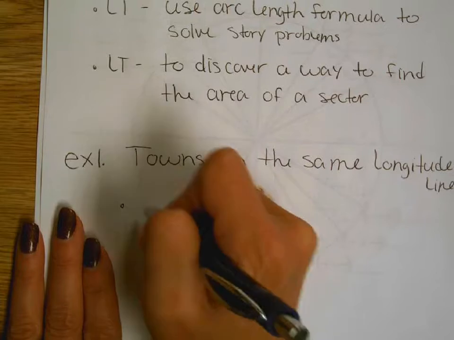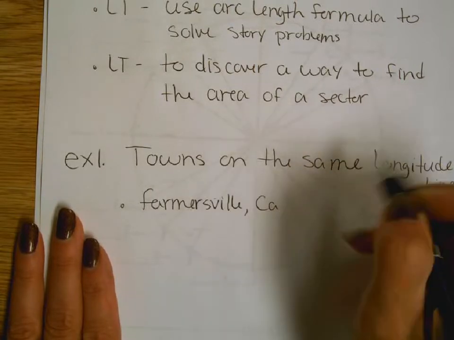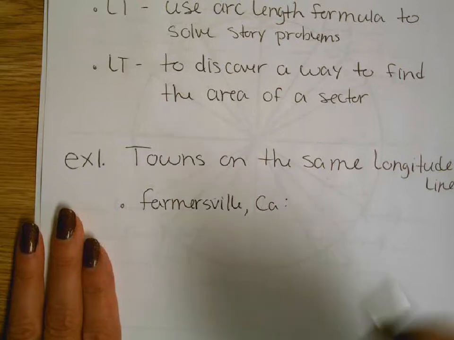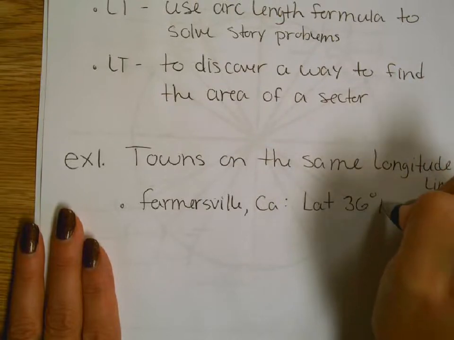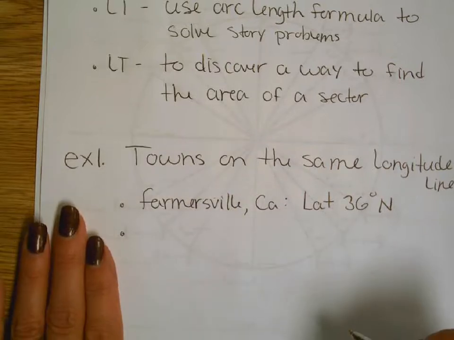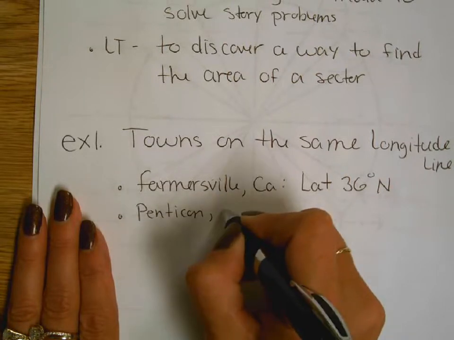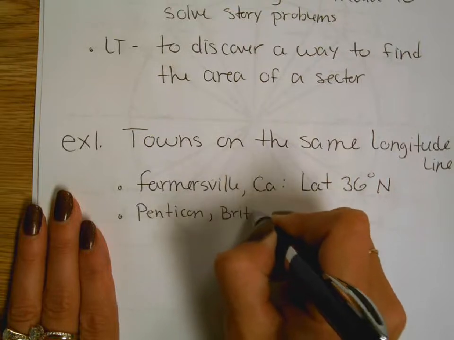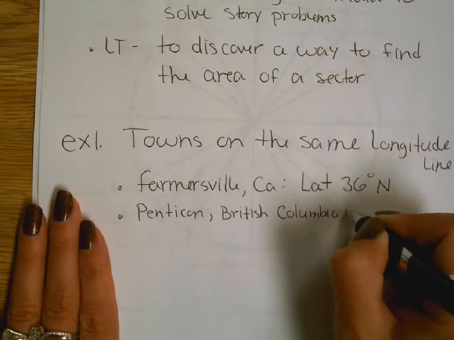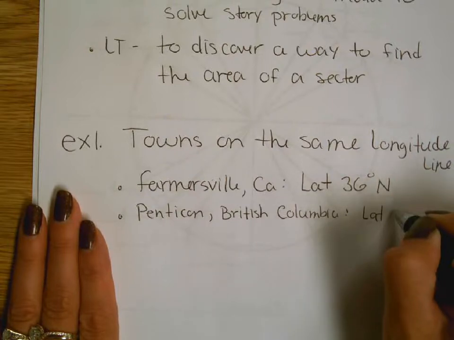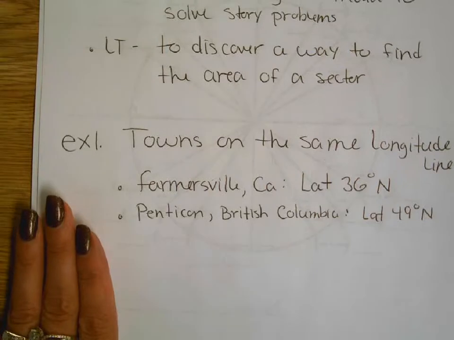Okay, we're going to look at Farmersville, California. Farmersville, California has a latitude of 36 degrees north, and then Pentagon, British Columbia is on a latitude of 49 degrees north, but they're on the same longitude line, so one's directly north or south of them. Okay, see that?